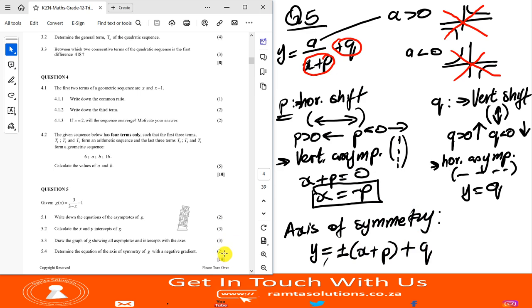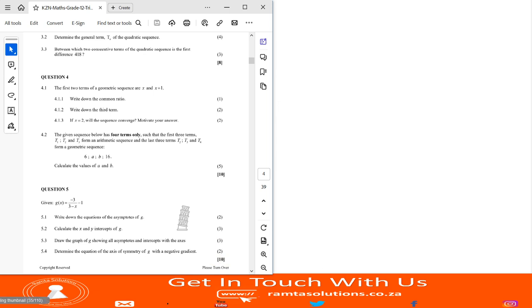Remember, this is an exam. 1 mark, 1 minute. So this question is 10 marks. We must spend about 10 minutes on it. But because I am explaining things to you, we might take even more than 10 minutes. Now 5.1, they say we must find the equations of the asymptotes.